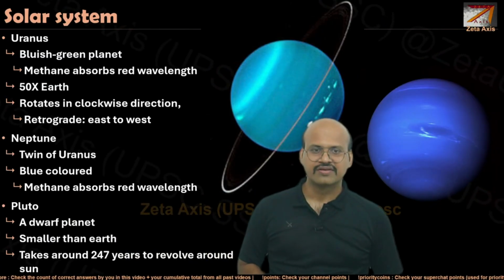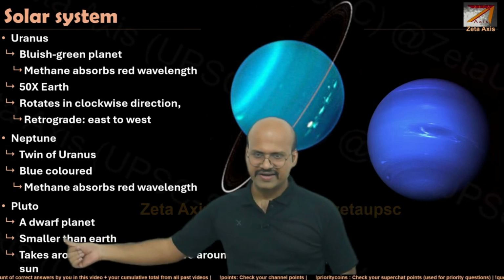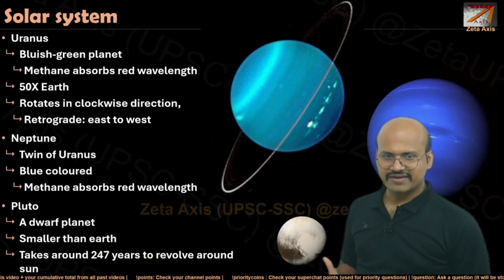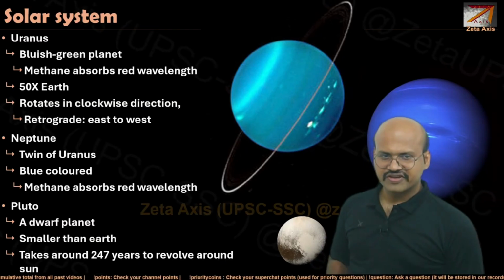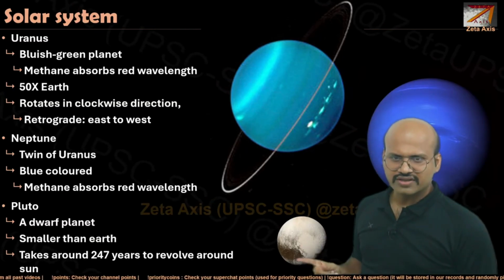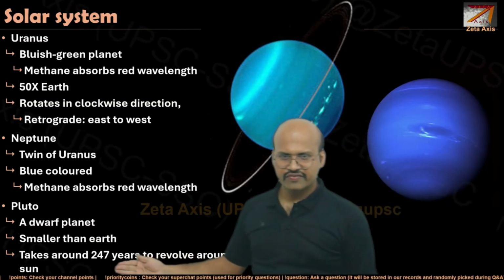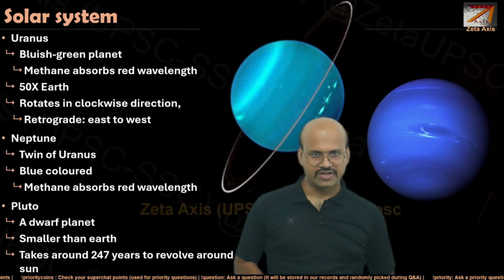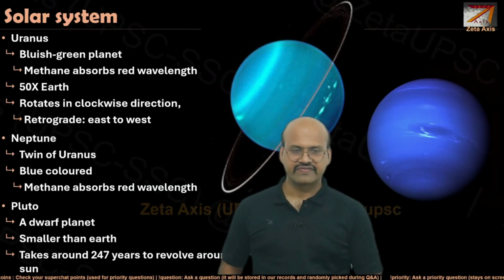The last is Pluto, which is not a planet, it is a dwarf planet. Remember, it has been removed from the classification of planet due to certain classification changes. It is smaller than Earth, and it takes around 247 years to revolve around the Sun. So it is very far away from the Earth and in fact the Sun.